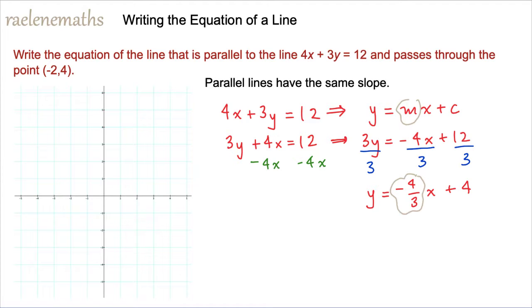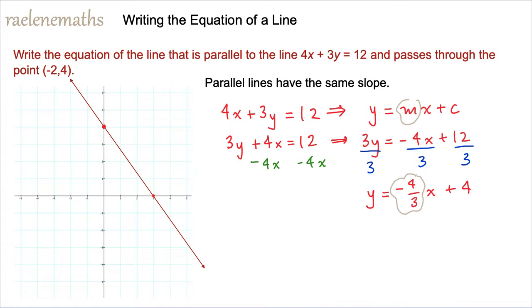It's a good idea to sketch that line. We see that we've got a y-intercept at 0, 4, and we go down 4 spaces and right 3 spaces to get a second point on that line. So sketching that line gives us a guide or a benchmark for our line.